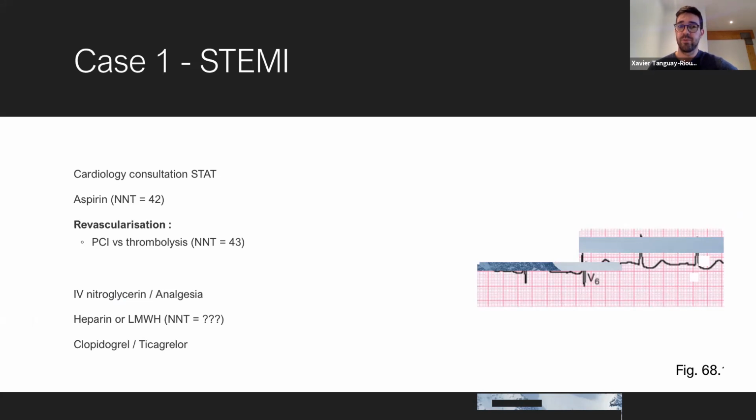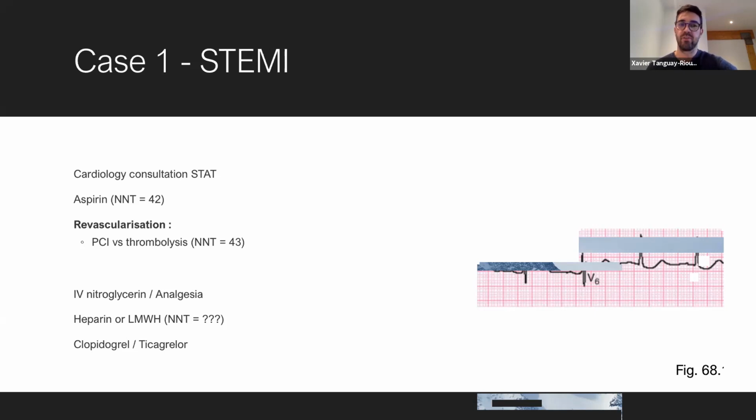Just to note that aspirin is probably one of the most useful things that we can do in the emergency department, with a number needed to treat to prevent death of 42. You send your patient for a PCI if you have access to that. If you're in a more rural center, it's always interesting, if you have a STEMI like that, to do thrombolysis. There's a little bit more of a stressful component to it, because you're pulling the trigger yourself, and it's not the cardiologist who's going to have the final word on this.